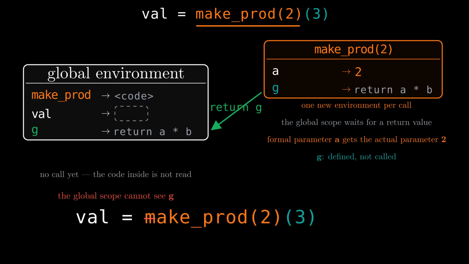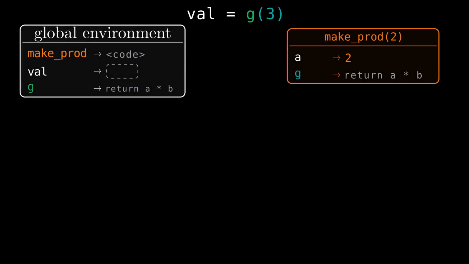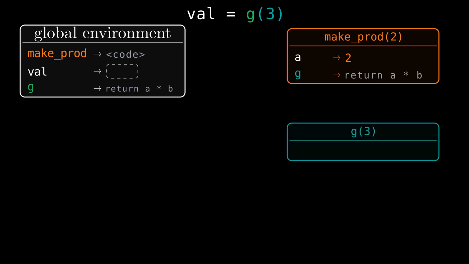Substitute it in, and the line val is set to make_prod of 2 of 3 becomes val is set to g of 3. So the line to evaluate is now val is set to g of 3. That is plainly a function call: a name, parentheses, a parameter. So Python creates another environment, a third box, for this call to g. Fill it the same way. The definition of g declares one formal parameter b and the call supplies 3.